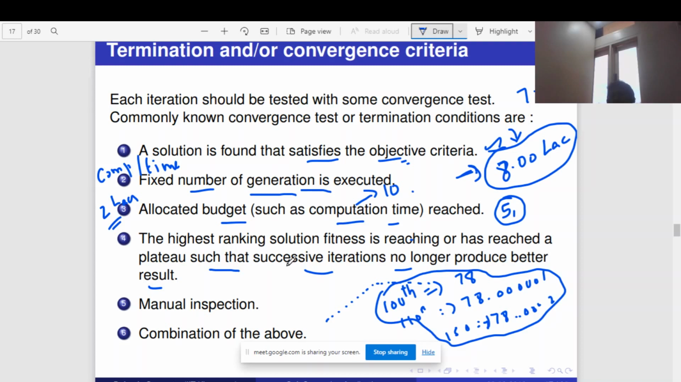So that is what is called a plateau. It reaches a plateau at one point. Plateau means it keeps on staying at the same level.